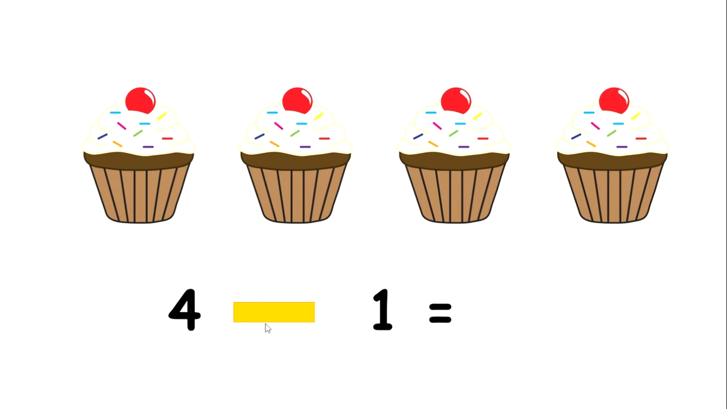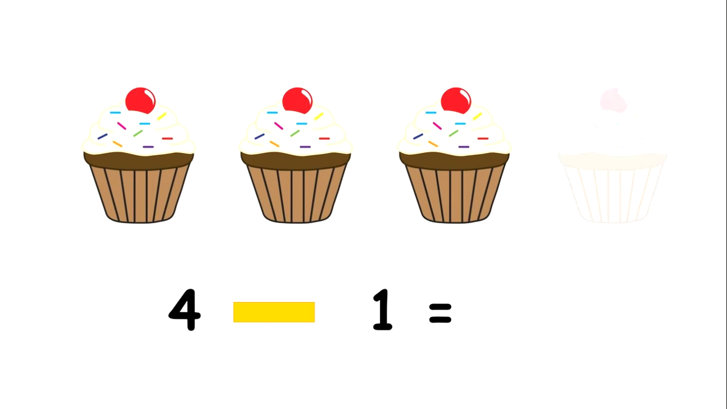So 4 minus 1 equals, another way of reading that is 4 subtract 1 equals, and finally we can also say 4 take away 1 equals. And now let's do the math. So we have 4 things and we are going to take away how many? 1. We're going to subtract 1.